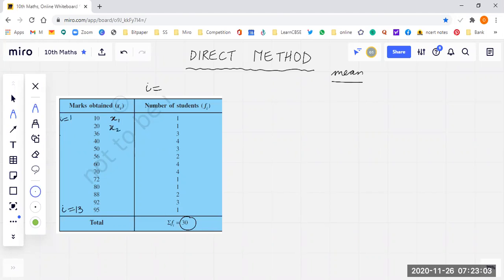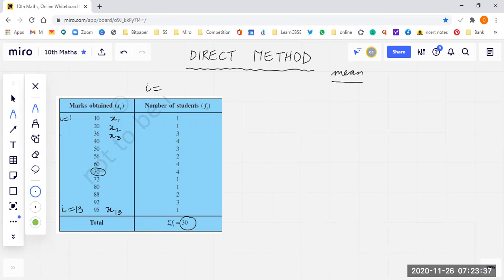You can say x2 is 20 marks obtained by one student. x3 is 36 marks obtained, possibly out of 100, by three students. Like that, we have this is x13. This is 95 marks obtained by just one student, right? So repeated occurrence of 70 is 4. That means 70 marks are obtained by 4 students, right? So we say frequency of 70 is 4.